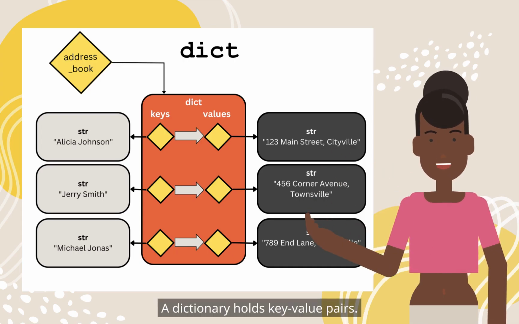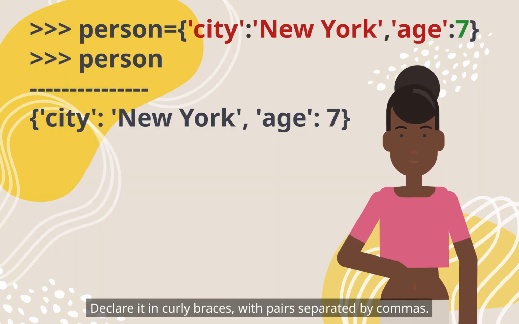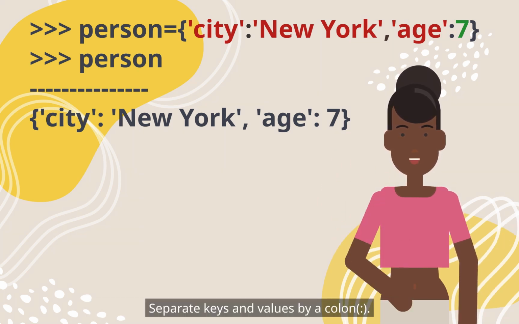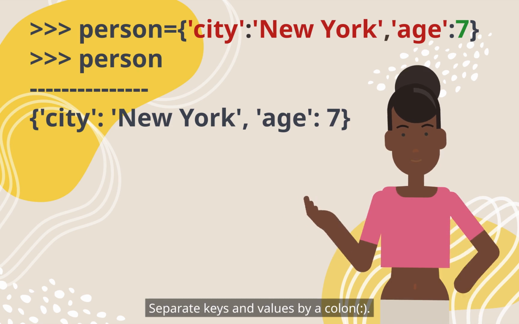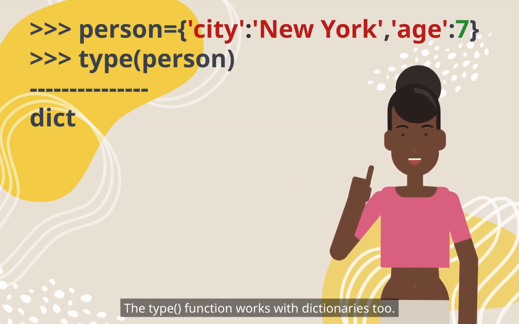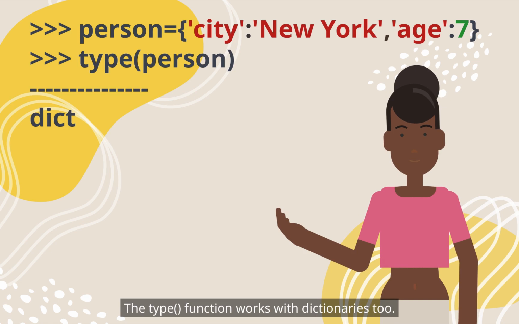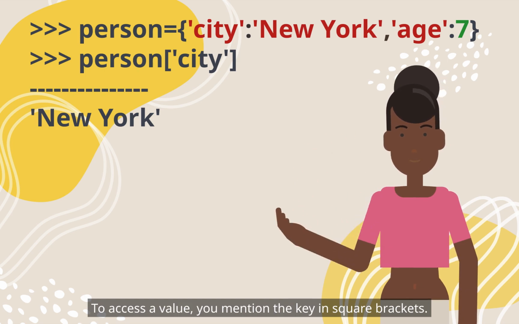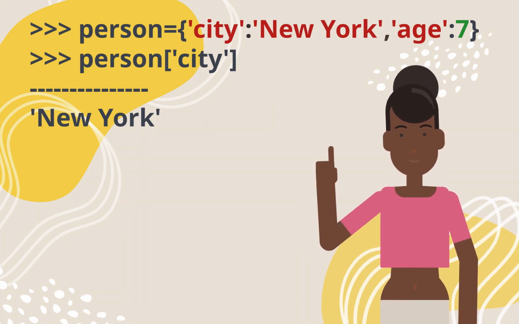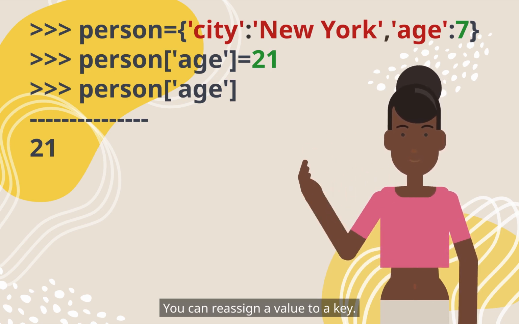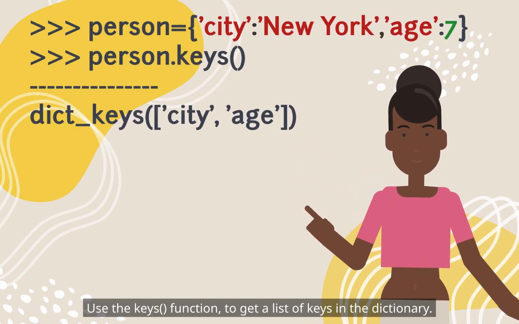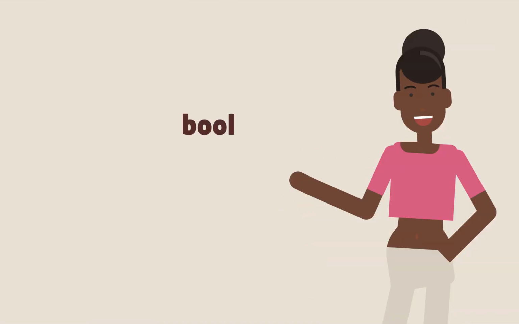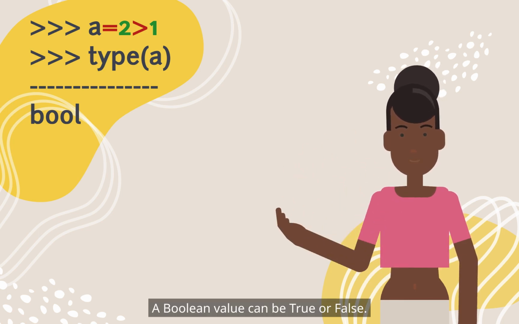A dictionary holds key-value pairs. Declared in curly braces, with pairs separated by commas. Separate keys and values by a colon symbol. The type function works with dictionaries too. To access a value, you mention the key in square brackets. You can reassign a value to a key. Use the keys function to get a list of keys in the dictionary. A Boolean value can be true or false.